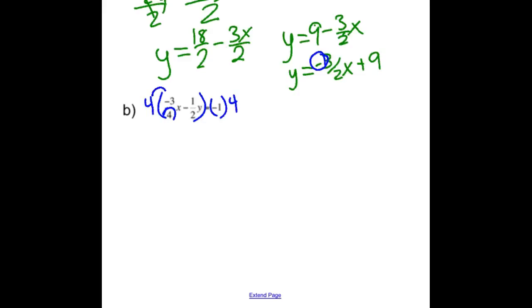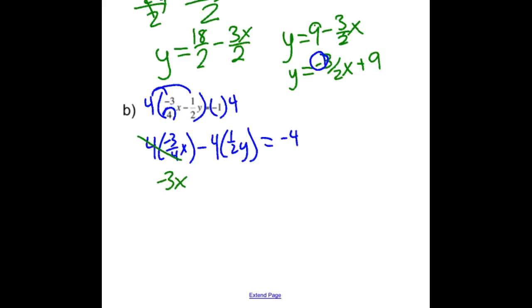Now when you multiply by 4, you're multiplying both pieces by 4, so you're going 4 times -3/4 x minus 4 times 1/2 y equals -1 times 4, which is -4. Please take the time to remember to distribute that 4 through. Now I see those cancel, I get -3x. I see the 4 and the 2 cancel, I get a 2 left over though, so I have -2 times 1, which is -2y, and all of that equals -4.